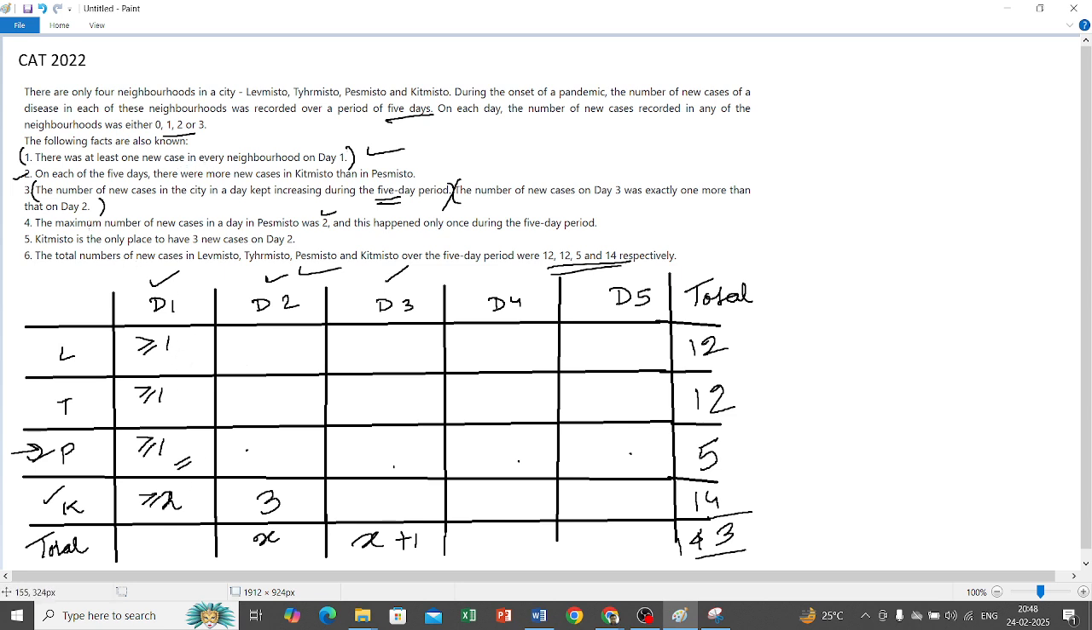Okay, that we already put. On each of the 5 days there were more new cases in Kitmisto than in Pessimisto. Okay, that is also fine.